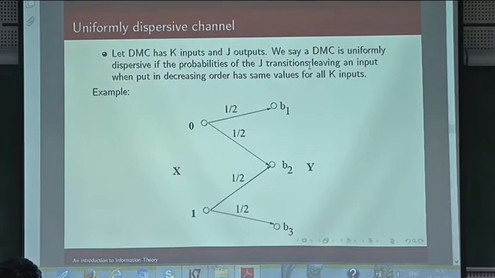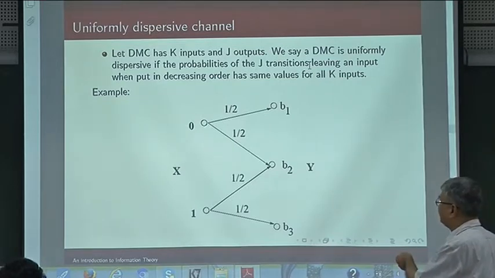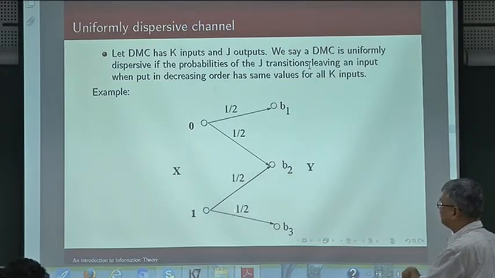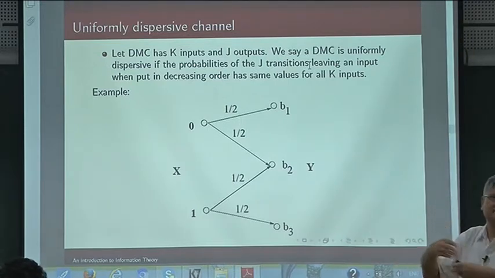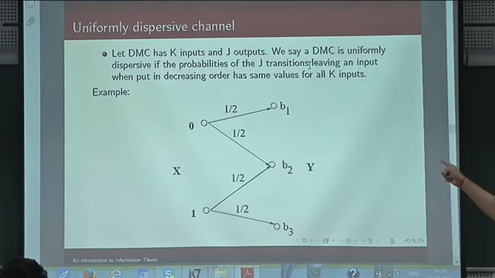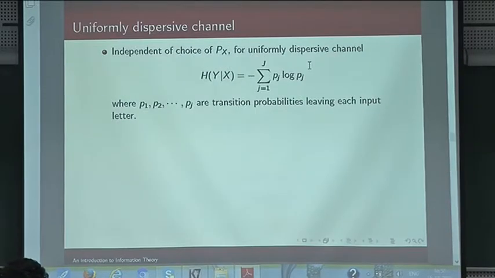Okay, this is the uniformly dispersive channel. That means that both 0 and 1, the probabilities of becoming the two outputs here, B1 and B2, and here B2, B3, are both half-half. So, this 0 and 1 are dispersing equally, that means they have the same probabilities of dispersion. So, that is the formal definition of uniformly dispersive channel.